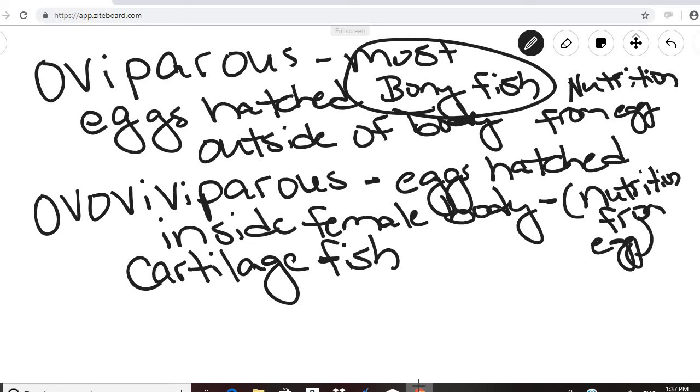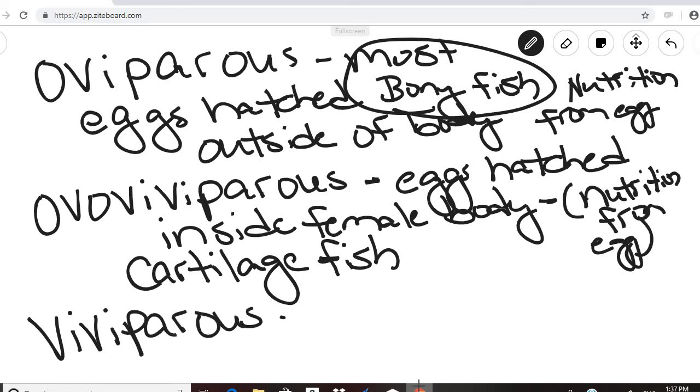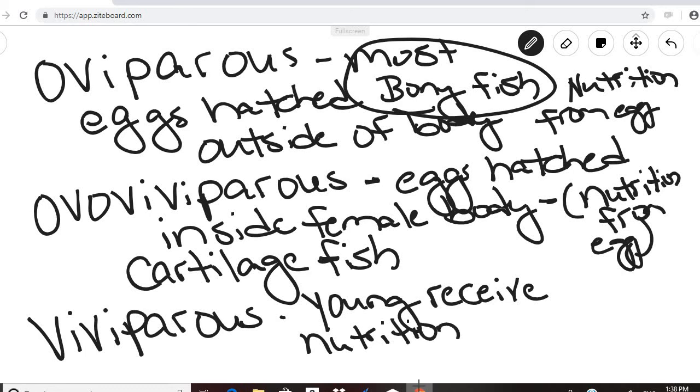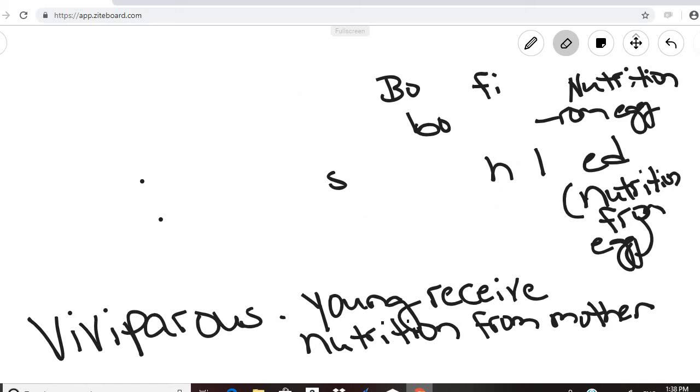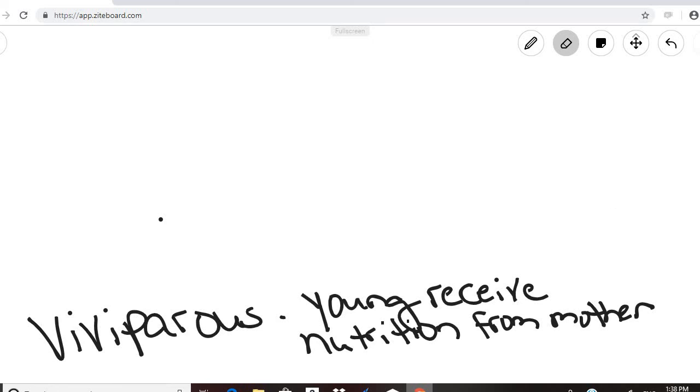And then lastly is viviparous, where the young receive nutrition from the mother. There is an egg that's fertilized, but the egg doesn't have a yolk and doesn't provide the nutrition. The nutrition comes from the mother. Humans and most mammals are viviparous. I guess the platypus is an exception. This is really rare among the fishes. There are a few types of sharks and rays that are viviparous, but this generally is pretty rare among the fishes.